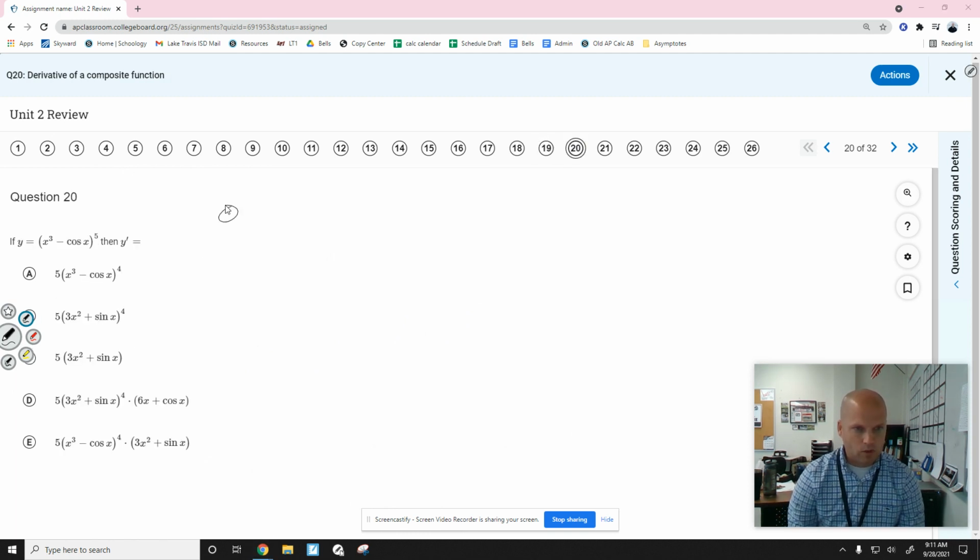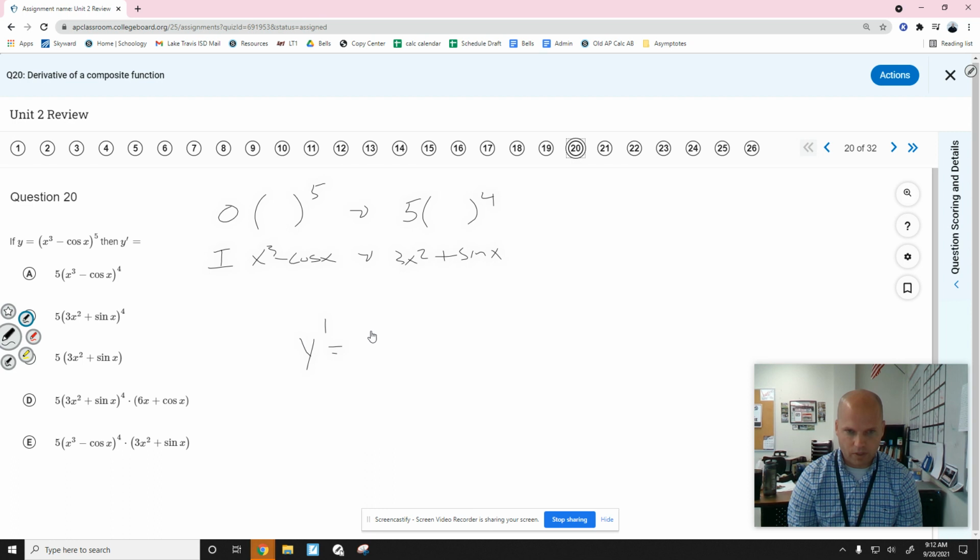All right, simple chain rule. O and I: fifth power is the O. x cubed minus cos x is the I. Derivative of the O, 5 stuff to the fourth. Derivative of the I, 3x squared. Derivative of cosine is negative sine, so the derivative of negative cosine is positive sine. So y prime would be 5 parentheses fourth times the quantity of 3x squared plus sine x. What starts in the parentheses stays in the parentheses. So I'm hoping I see that there. Okay.